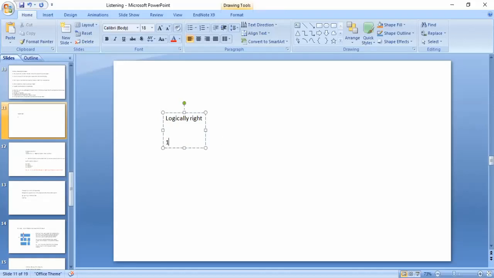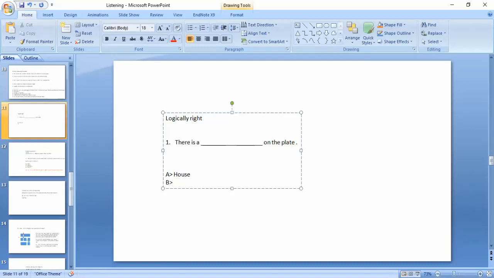For example, you might have a question where there is a dash in the sentence. What does it mean to be grammatically and logically right? For example, you might have an option A like house, B you might have mouse, and C you might have kid. Now, logically right and grammatically right.